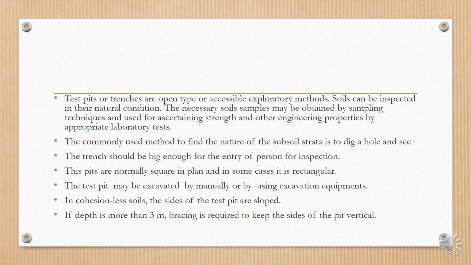appropriate laboratory tests. The commonly used method to find the nature of the subsoil strata is to dig a hole and see. The trench should be big enough for the entry of a person for inspection. The pits are normally square in plan and in some cases rectangular. The test pit may be excavated manually or by using excavation equipment. In cohesionless soils, the sides of the test pits are sloped. If the depth is more than 3 meters, bracing is required to keep the sides of the trench pit vertical.